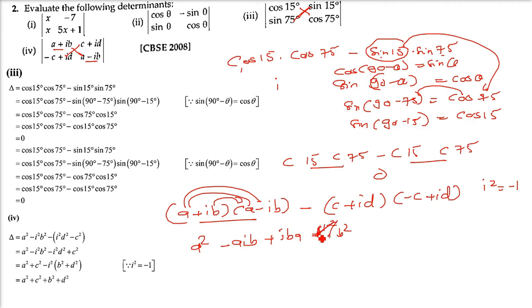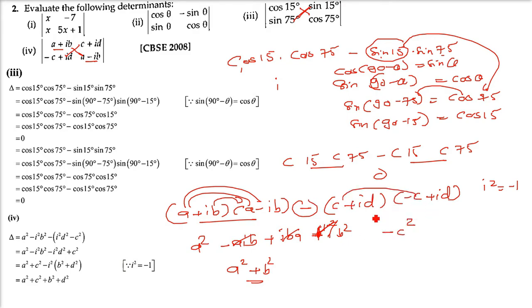Now iba and aib, did you see they are exactly similar? So you can cancel them. Just cancel them out. What do you get? A square plus b square. This is what you get. Right. Coming to the other one. Negative, we'll see later. Minus sign we'll see later.